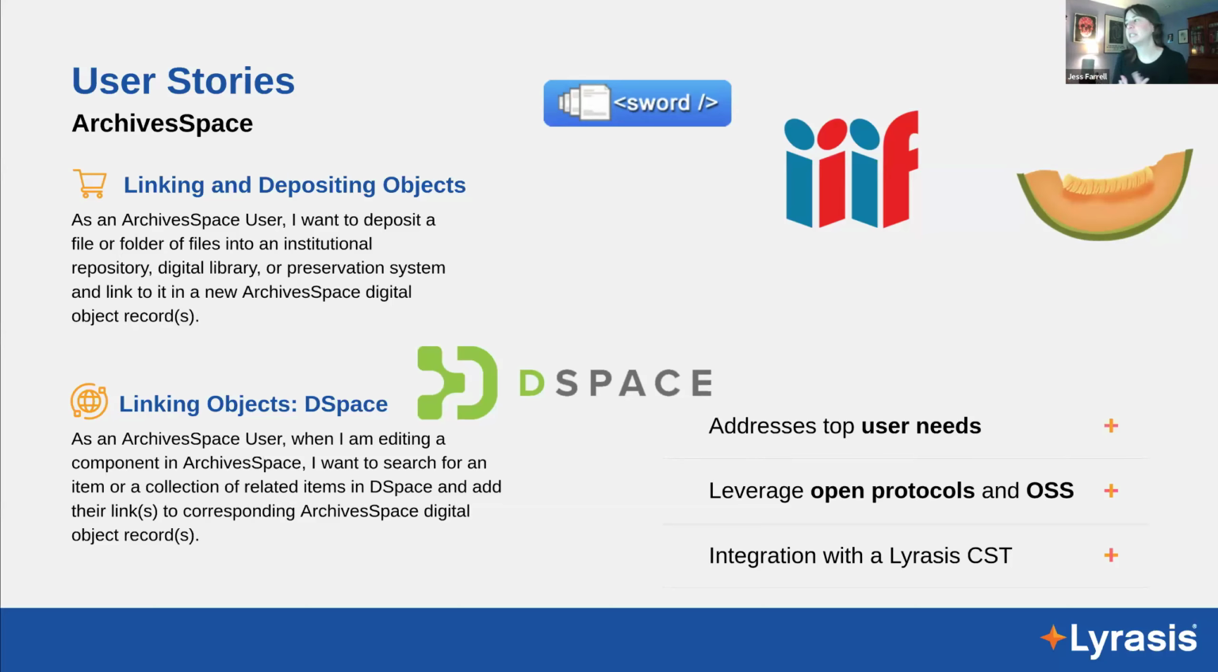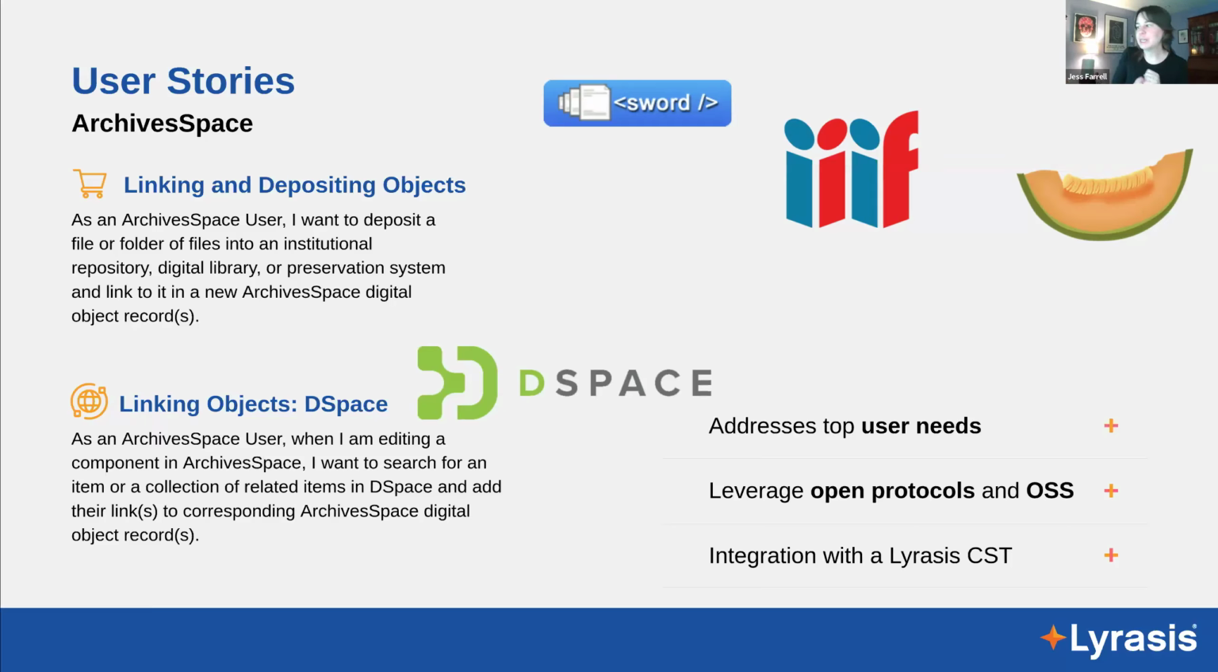So the first is linking and depositing objects. As an ArchivesSpace user, I want to deposit a file or folder of files into an institutional repository, digital library, or preservation system that is ostensibly open, has an API that could be linked to ASpace, and link it to a new ArchivesSpace digital object record, or do this in bulk.